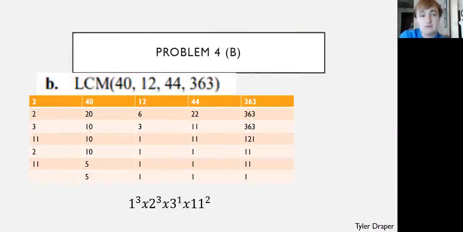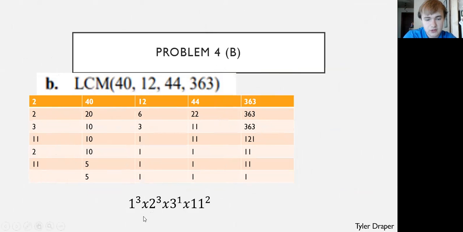All right, problem 4, this is B. As we see with our least common multiple, we have added 4. We have 4 numbers instead of 3, so we're going to add an extra block on the graph. Divide by 2. We're breaking it all the way down to get 26, 22, 363 stays the same, till we divide that by 3, then 11, until we get all of our answers here.